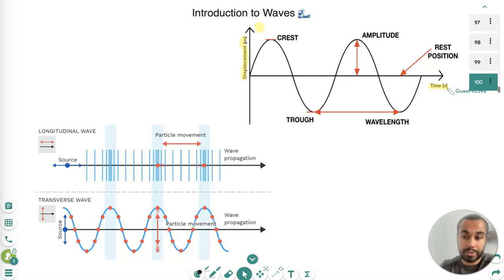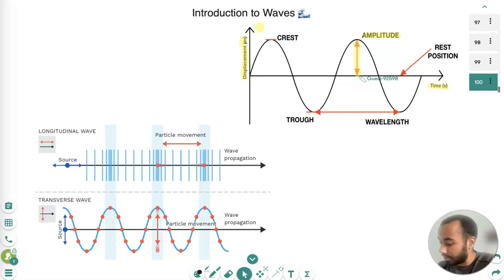We start with amplitude. Amplitude is the maximum displacement from a position of rest. So the amplitude in this case is given by this red arrow. It's as far as you can get from where you started. So in this case, our rest position is the x-axis, so our amplitude is the maximum displacement from the x-axis.